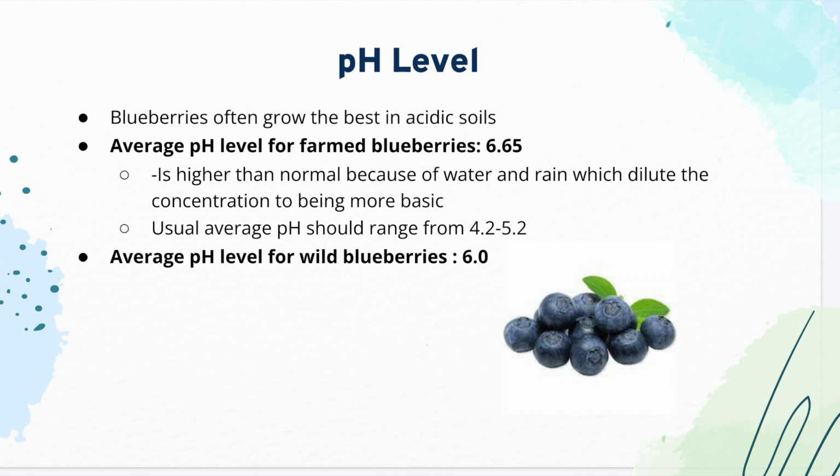And the average pH level for the wild berries is usually 6.0, and this is because the pH is not controlled and can be basic due to rainfalls and less nutrients, or the berries just absorbing less.